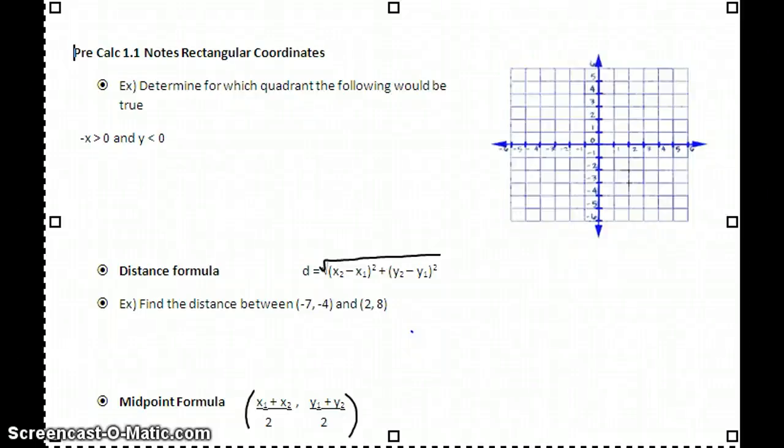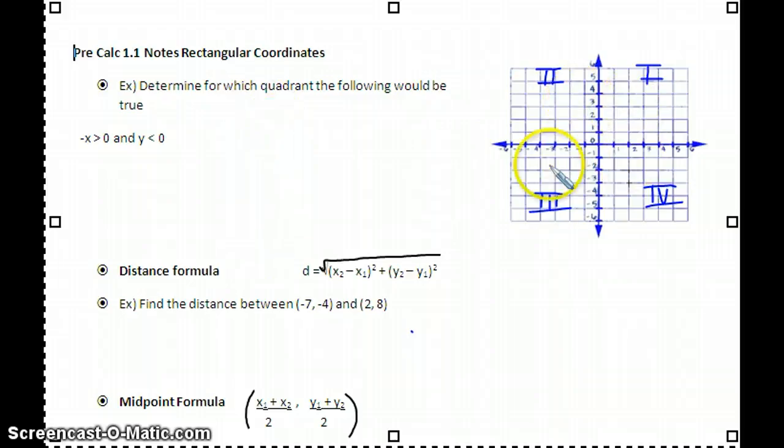This video covers pre-calc notes 1.1. The first topic we're going to talk about is dealing with quadrants and remembering how we label quadrants. The way that I label quadrants is I start here and I go counterclockwise around. So that would be quadrant 1, that would be quadrant 2, this would be quadrant 3, and then finally the last one would be quadrant 4.